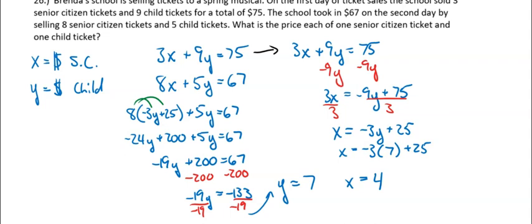So now back to the interpretation of this thing. So the senior citizen tickets were $4 each. They must get a discount. And the child tickets are $7 each. Make sure you go back and interpret these things and you understand which variable is which, okay?